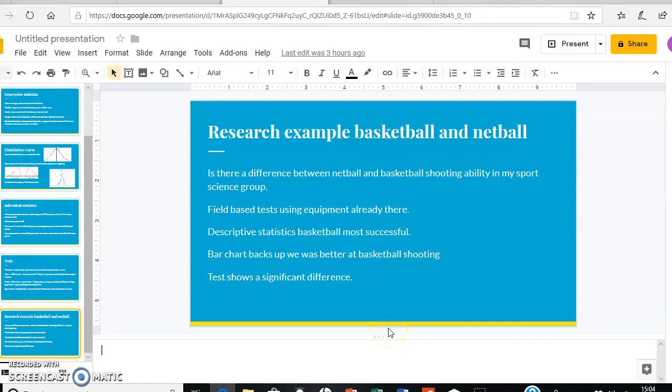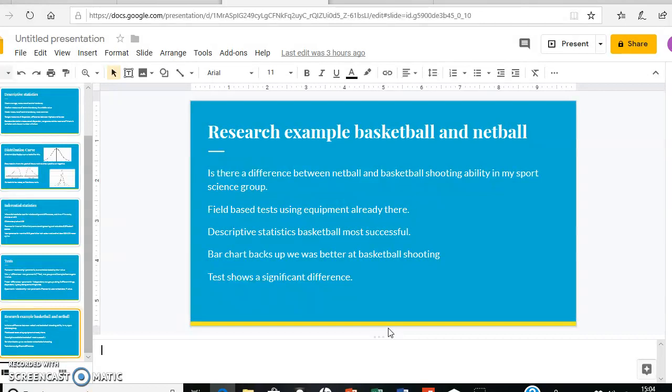I am testing this data to find out if there is a difference between netball and basketball shooting ability in my sports science group. I am going to collect the data through field-based tests in the sports hall so we can use the basketball hoops and netball posts.